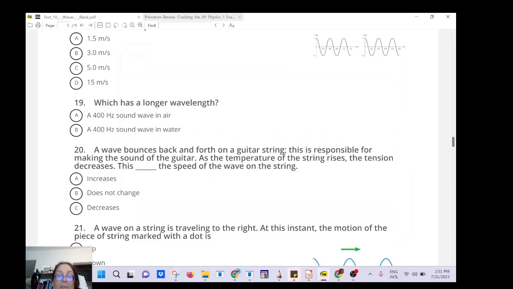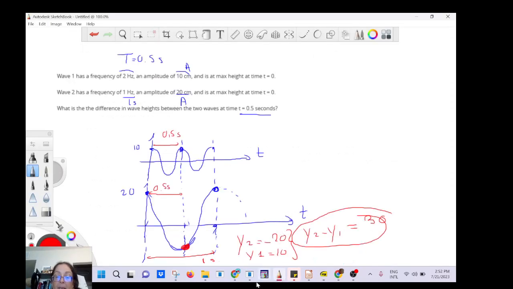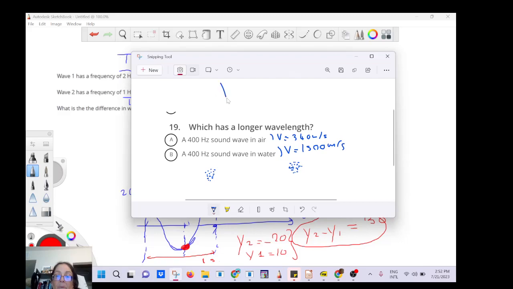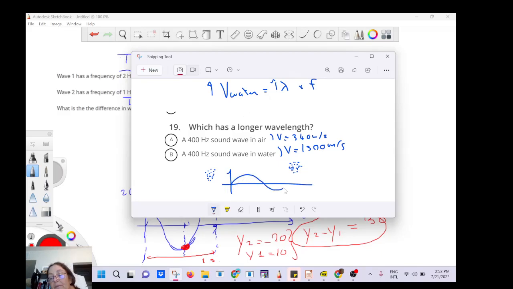So the answer is, for the same frequency, the speed in water is going to be larger. It's the wavelength times the frequency, so the wavelength has to be larger. That means that if you have a large wave like this, of course, it's going to be able to cover more distance during the same time than if you have a small wave like that.